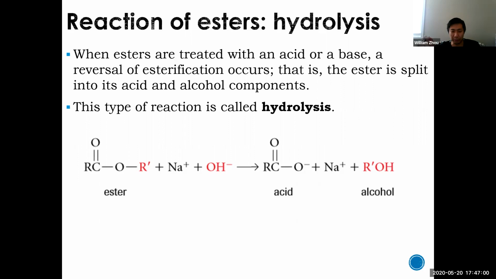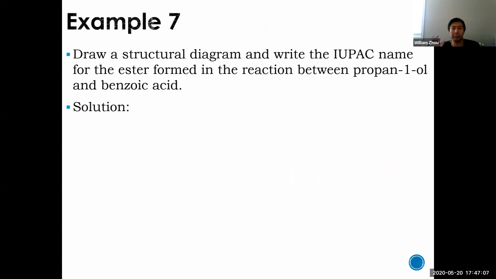So do we have any questions? Alrighty. So example 7, you have to draw a structural diagram and write the IUPAC name for the ester formed in the reaction between propan-1-ol and benzoic acid. I'll go ahead and give you around 2 minutes on this one.